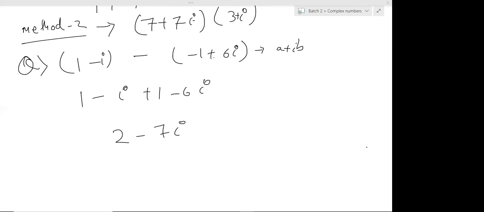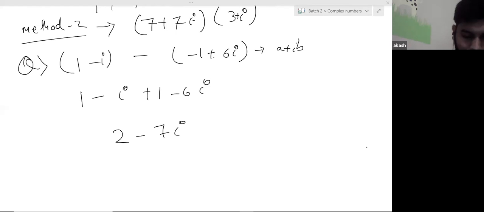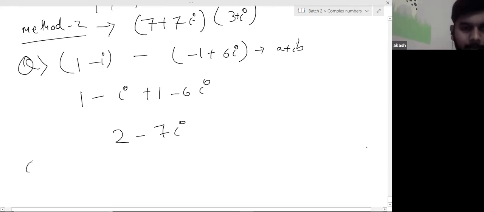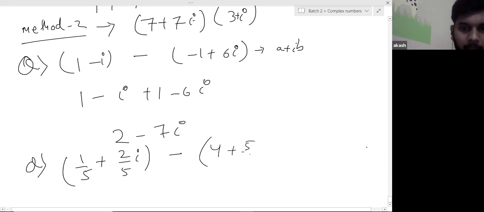Okay. Let's try a few more questions. Okay, give me 1 minute. All right, write this down. Question: 1 upon 5 plus 2 upon 5i minus 4 plus 5 upon 2i. Okay, try to solve this. Convert this into standard form.